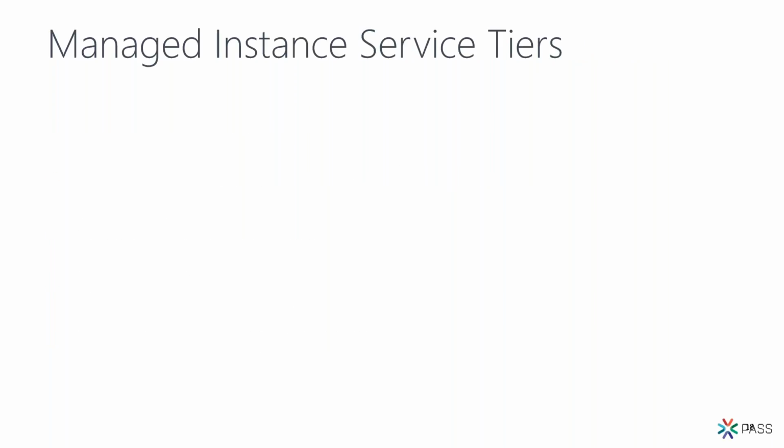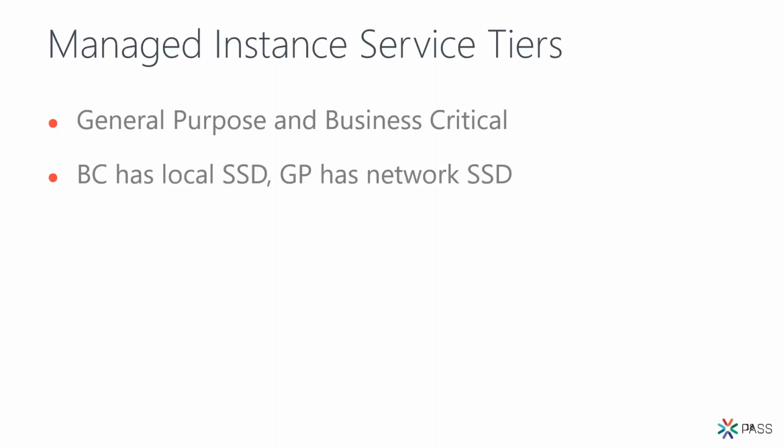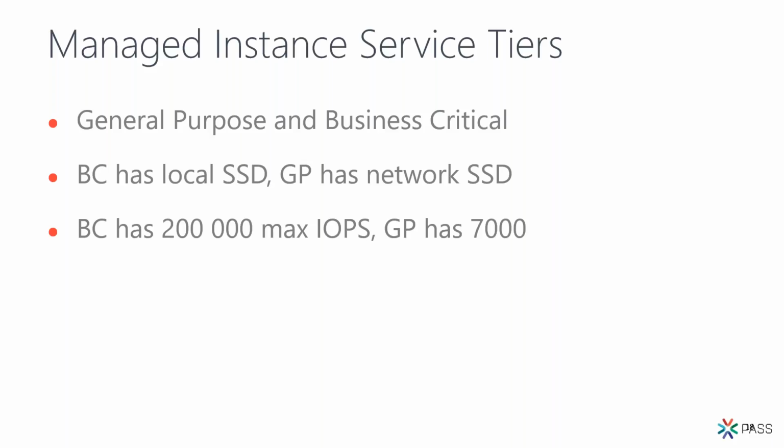Now, I mentioned before, and like when we saw in the portal, right now it only has the option for general purpose. However, we do know they are working on a higher tier for managed instance that is going to come. It's called business critical, right? So we are going to have both general purpose and business critical. Business critical is going to have local SSDs. General purpose is going to be network SSDs. So latency is going to be a lot lower in business critical.